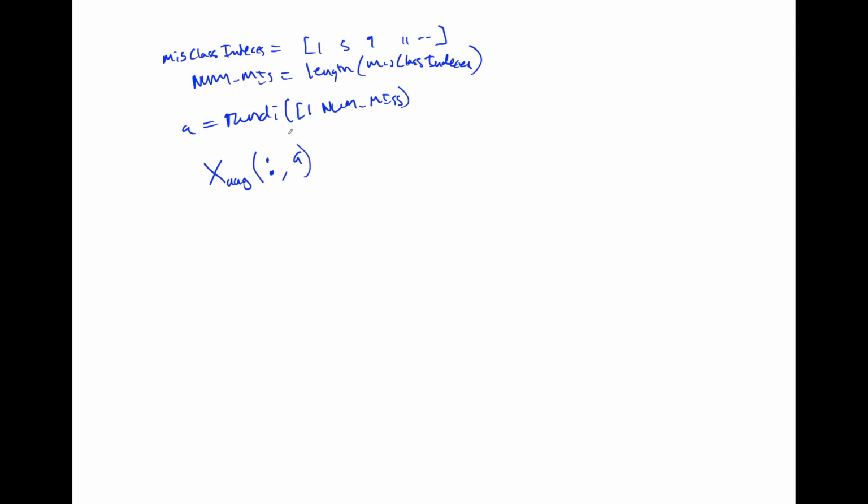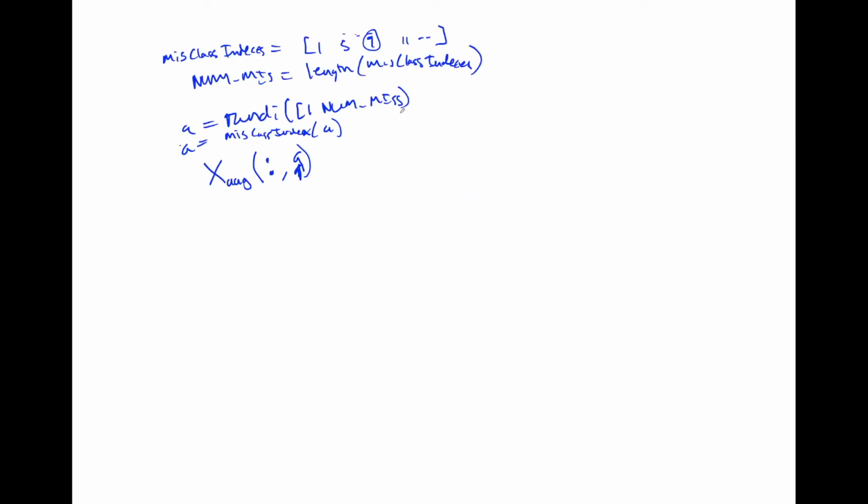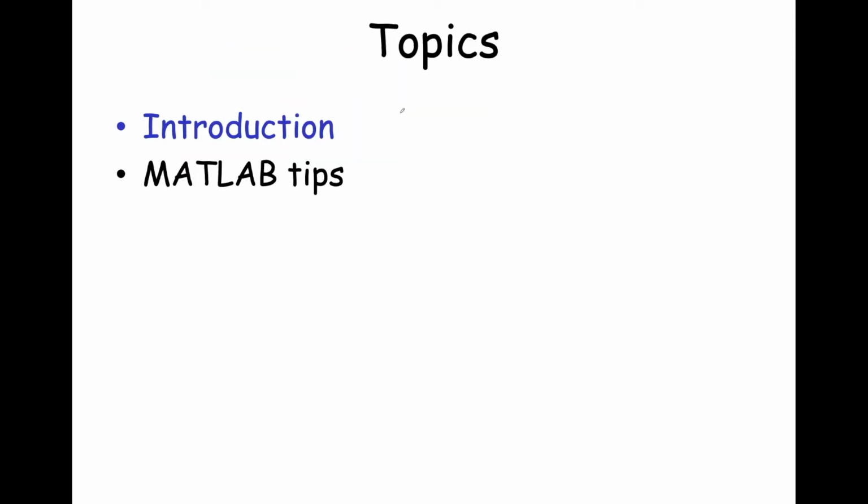Okay. And then A is going to be the misclassified index, whatever that position was. So whatever we pick here is the one we're going to use as the column in xaug, which is the feature vector, because remember, xaug is a column matrix. All right. So let's try this out in MATLAB, and we'll see how it looks.